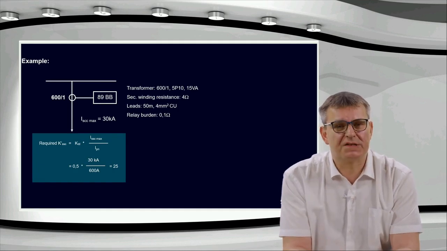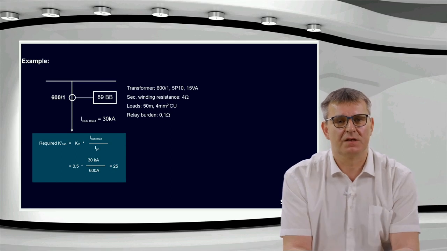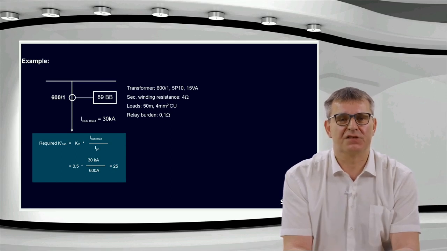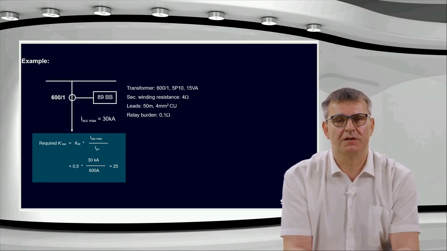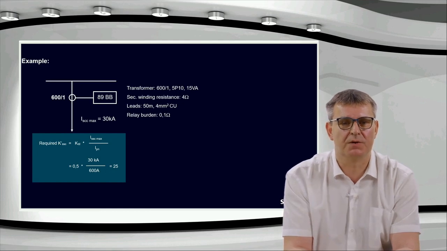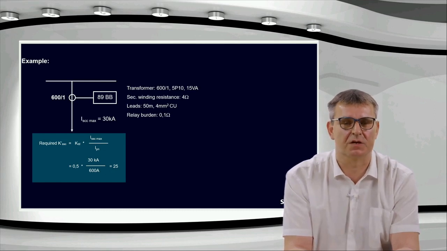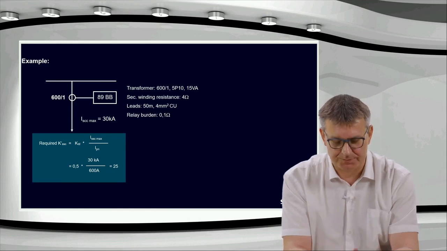We start with the required symmetrical short circuit factor, that's the KDT of the device, multiplied with the maximum short circuit current, divided by the primary rated current. That's 0.5 multiplied with 30 kiloamps, divided by 600 amps, so the required symmetrical short circuit factor is 25.